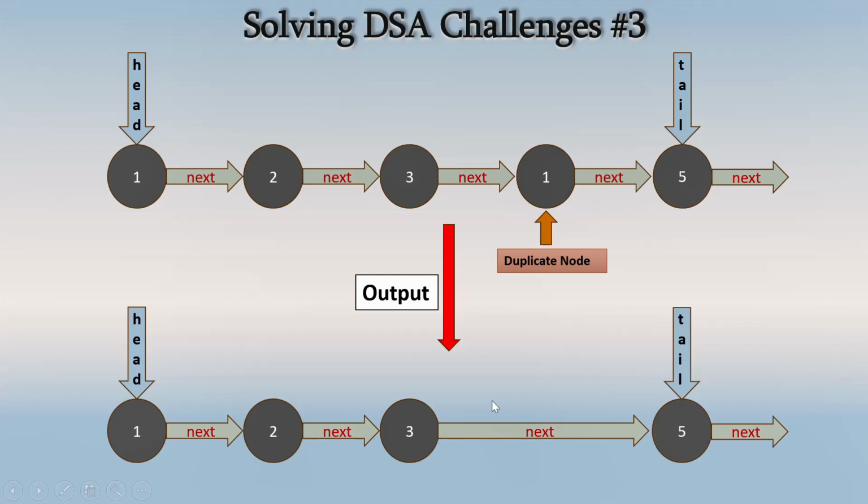Okay. So this is what is happening in this case. The next pointer of the node with value 3 is now pointing to the node with value 5, which was the next node of this duplicate node. Okay. So this is the high level approach that we are going to follow while implementing the logic. Okay. So let me move to Visual Studio Code and let us quickly start implementing the solution.